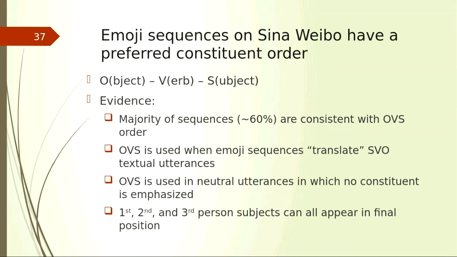Also, in those utterances, the OVS is used in neutral utterances in which no constituent is emphasized. And finally, first, second, and third person subjects all appear in final position, indicating that final position is syntacticizing as the subject position.